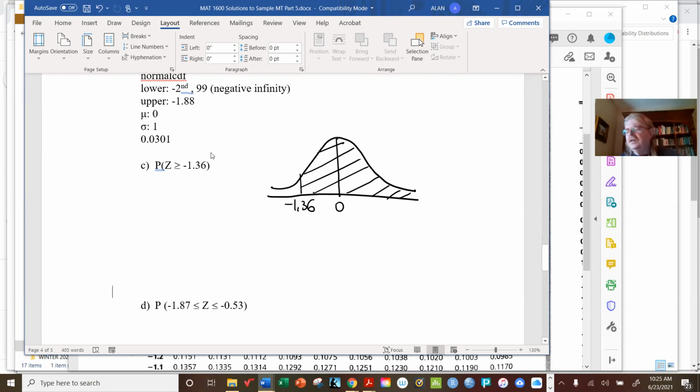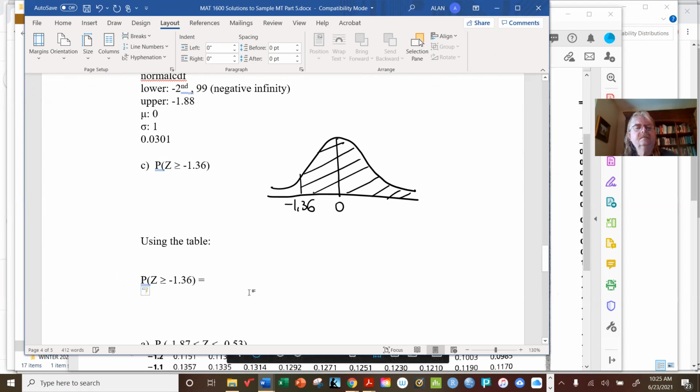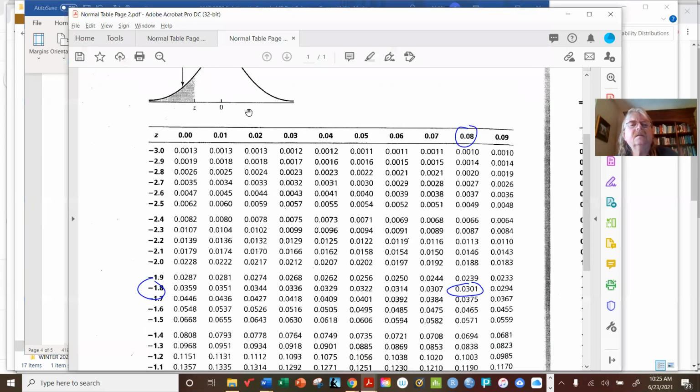So in using the table, what we can do is just rewrite this as 1 minus the probability of being less than or equal to negative 1.36. And that is on the table, the negative table, that is.